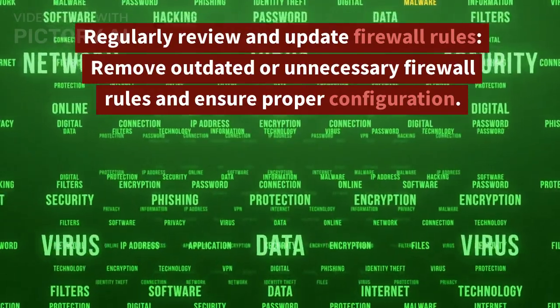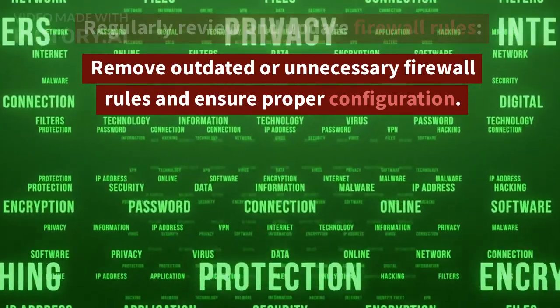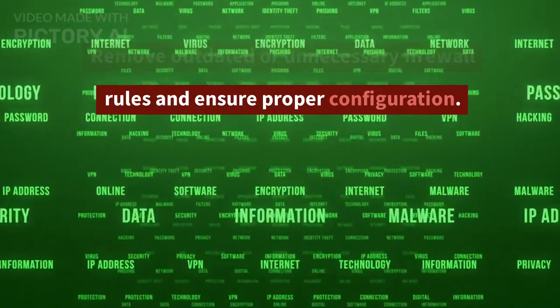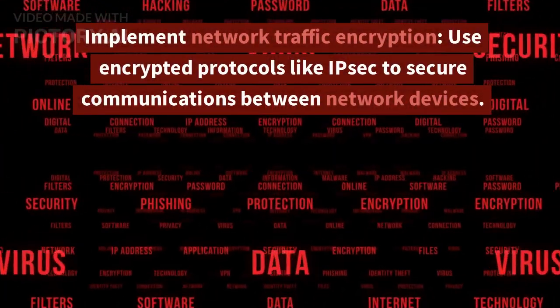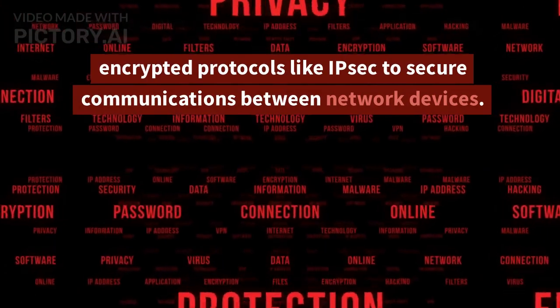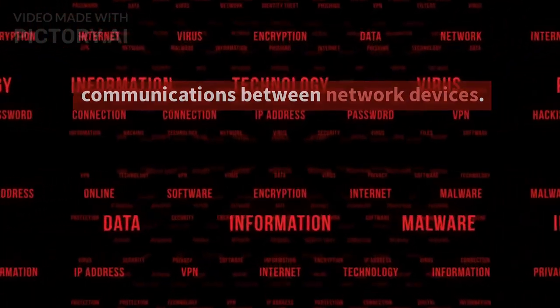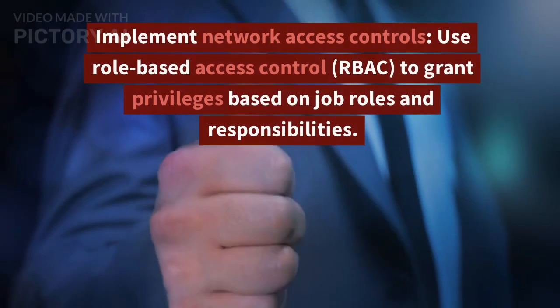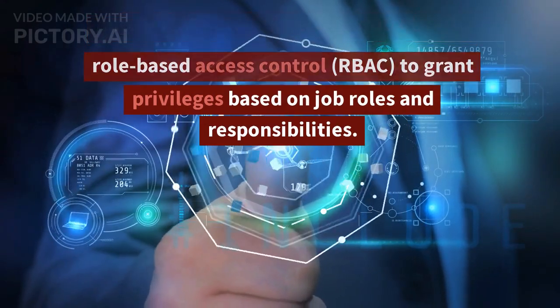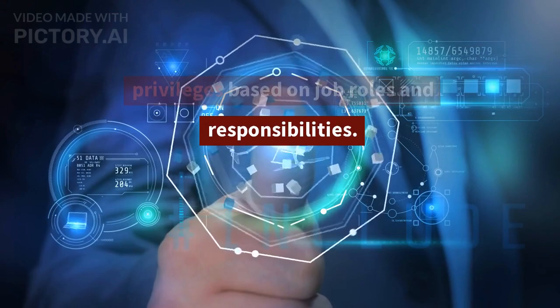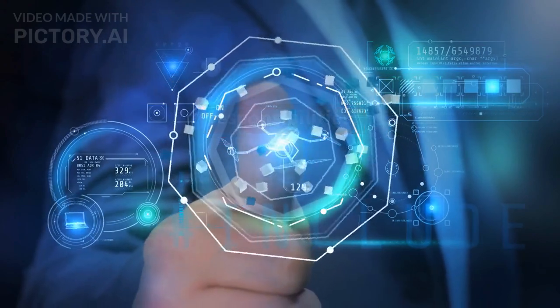Regularly review and update firewall rules. Remove outdated or unnecessary firewall rules and ensure proper configuration. Implement network traffic encryption. Use encrypted protocols like IPsec to secure communications between network devices. Implement network access controls. Use role-based access control, RBAC, to grant privileges based on job roles and responsibilities.